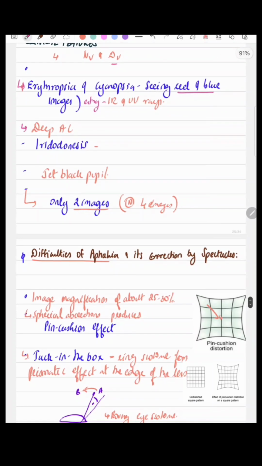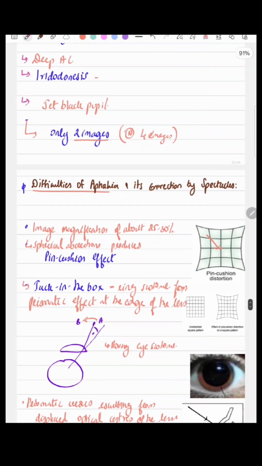The anterior chamber can be deep. There is iridodonesis, that is tremulousness of iris, and the patient can have a jet black pupil. And there are only 2 Purkinje images instead of the normal 4.